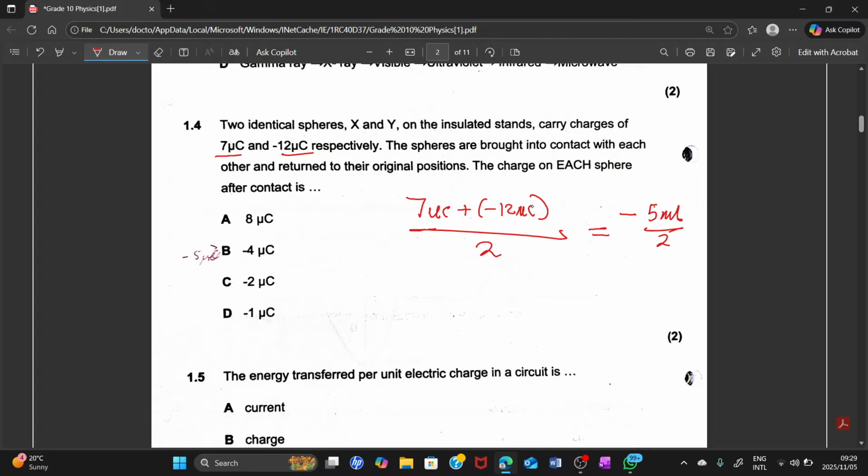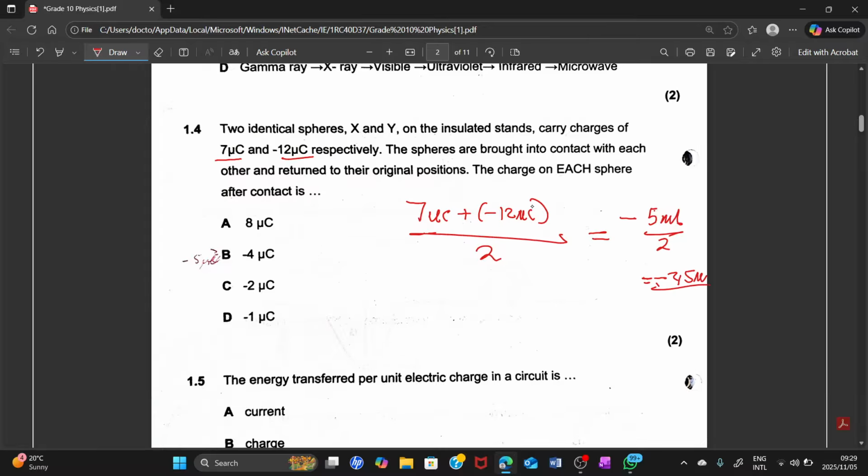If you press your calculator, all right, I think there was a mistake in this question. They wanted to say it should be minus 5, so it should be minus 2.5 microcoulomb. I think someone was trying to write on this question paper. Right, class, the answer should be minus 2.5, and there is no option. You remember the formula of saying charge 1 plus charge 2 over 2.